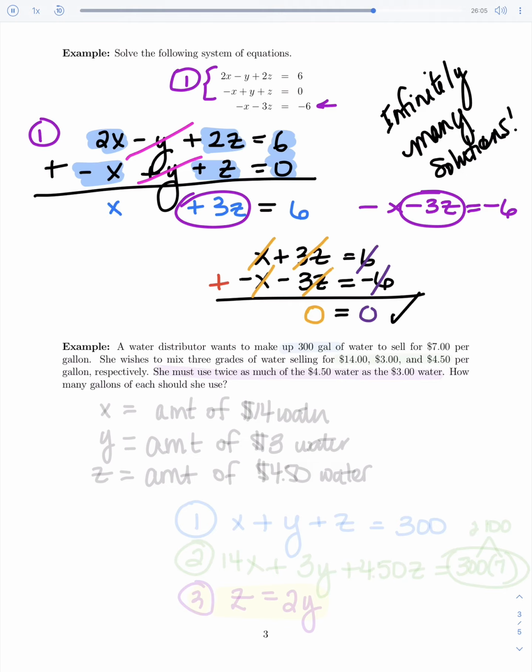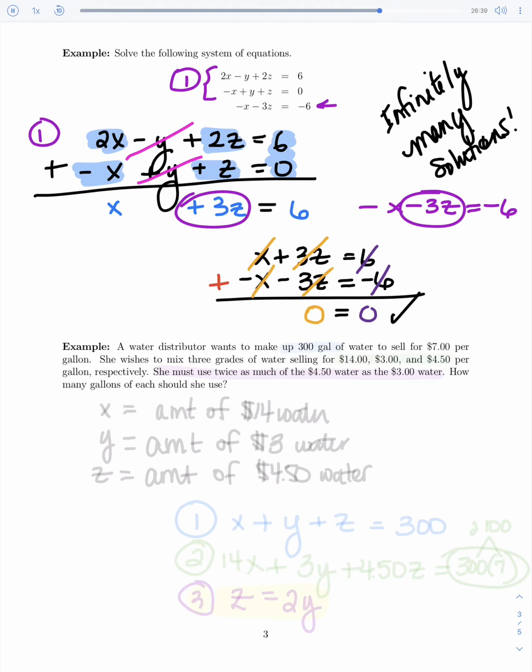Now let's take a look at a couple examples where we're looking at word problems. Here, the main point of these is to make sure that we can set up the equations correctly, because solving the system of equations is just going to be done the same way, just using elimination multiple times. So as long as we can set up the equations correctly, we should be okay to do the actual solving of the equations. So that's all we're going to focus on, is actually setting up the equations.